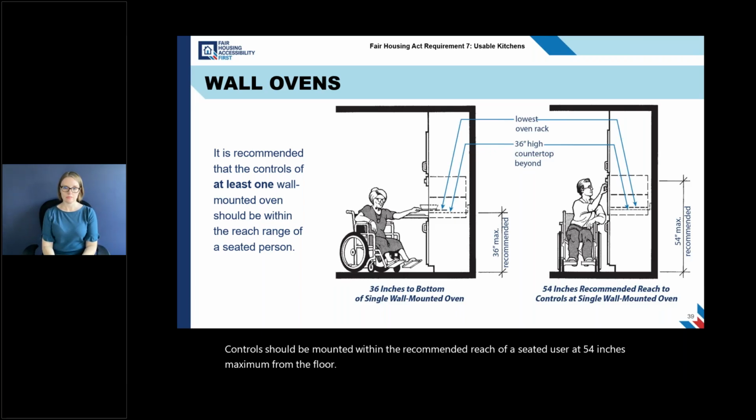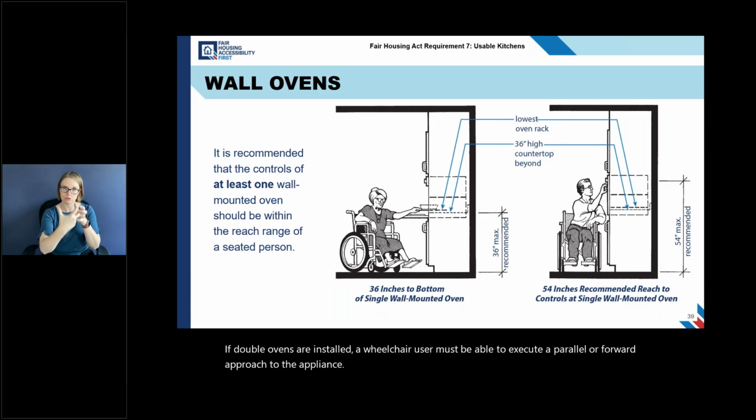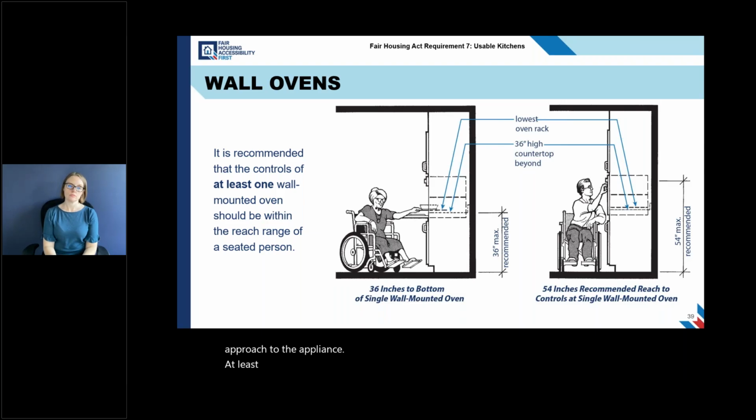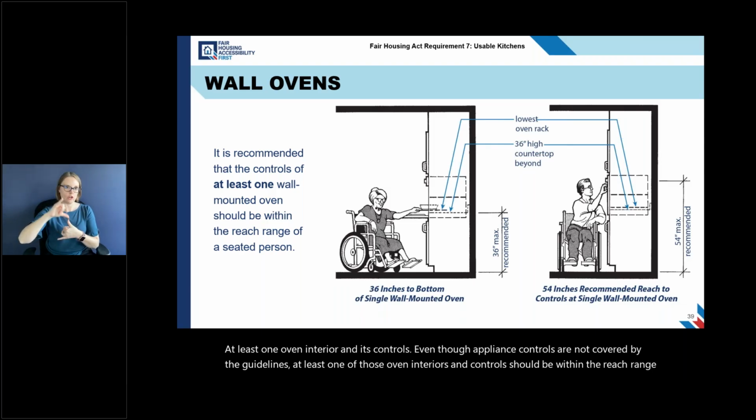Controls should be mounted within the recommended reach of a seated user at 54 inches maximum from the floor. If double ovens are installed, a wheelchair user must be able to execute a parallel or forward approach to the appliance. Even though appliance controls are not covered by the guidelines, at least one oven interior and its controls should be within the reach range of a seated person.